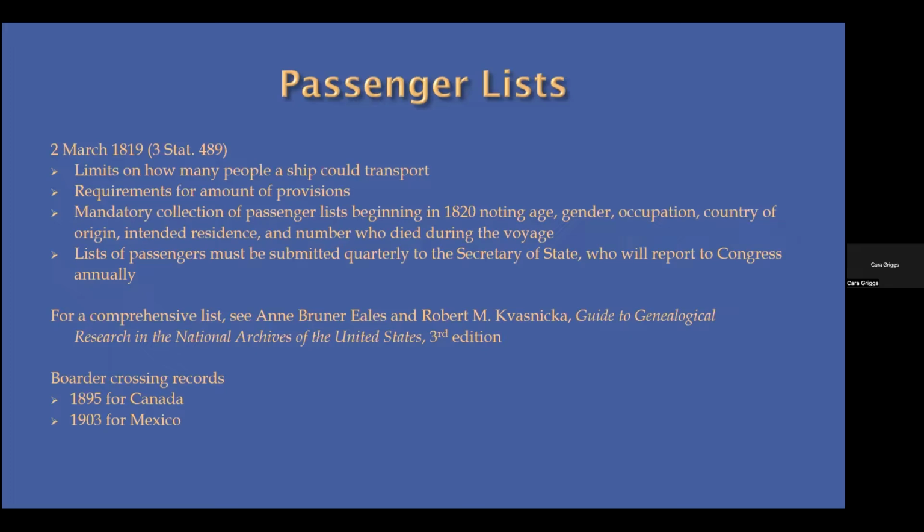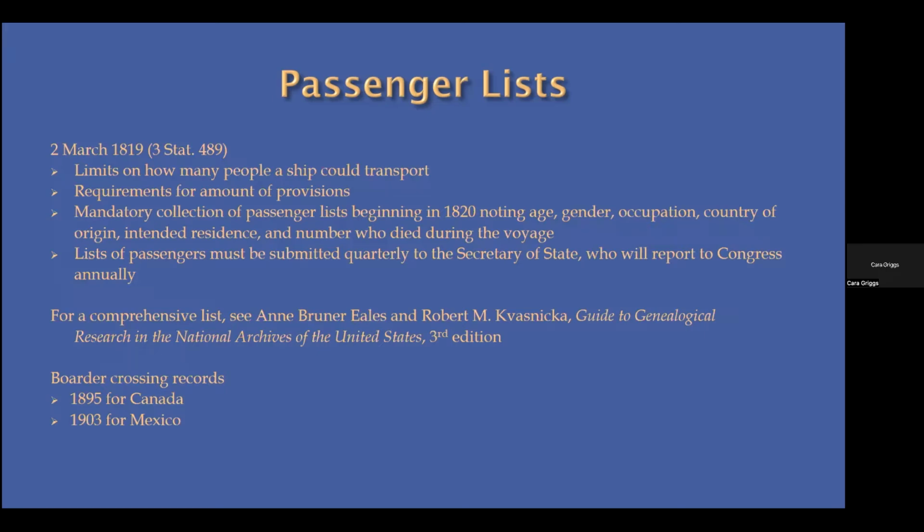One way to determine the port of arrival is to search passenger lists. The Federal Steerage Act of 1819 required that lists of passengers be submitted when ships arrived at U.S. ports. It was a reaction to the conditions that immigrants endured, so there was also a restriction on how many people a ship could transport and requirements for the amount of provisions. The lists start in 1820, which is why passenger lists are abundant after that year and very scarce before that time.